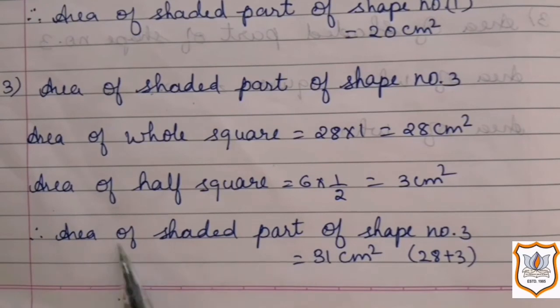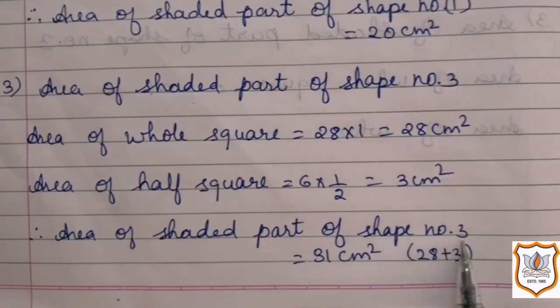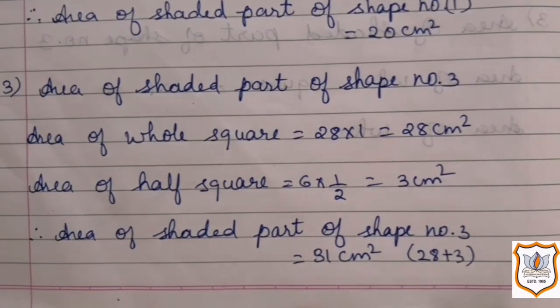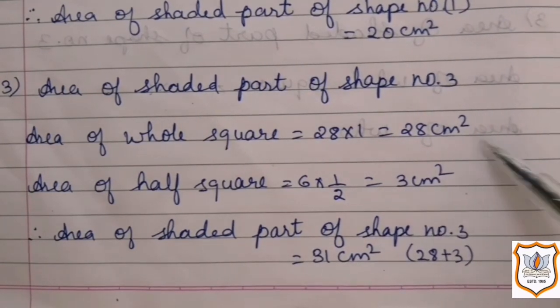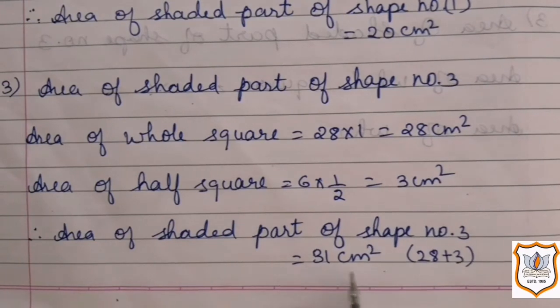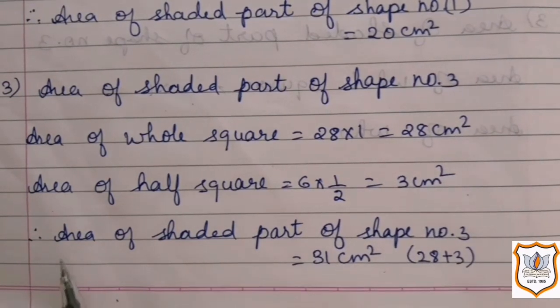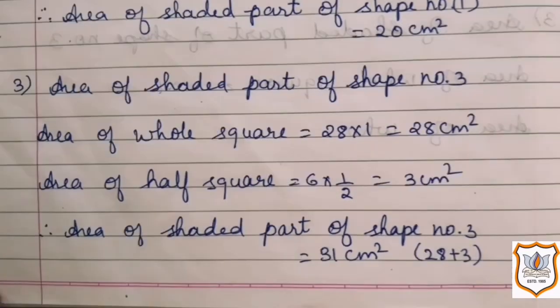Therefore, area of shaded part of shape number 3 is 31 centimeter square. We will add area of whole squares and area of half squares. By adding 28 and 3, we will get 31 centimeter square. So area of shaded part of shape number 3 is 31 centimeter square.